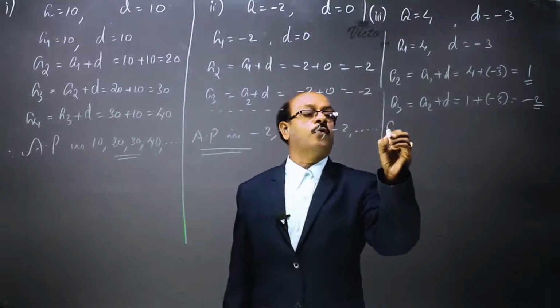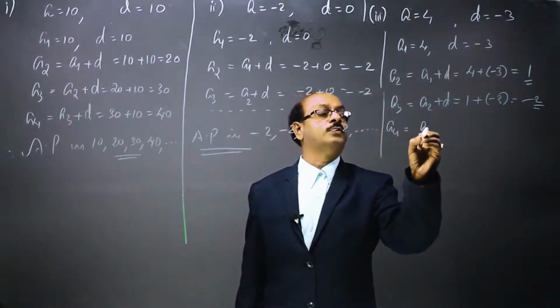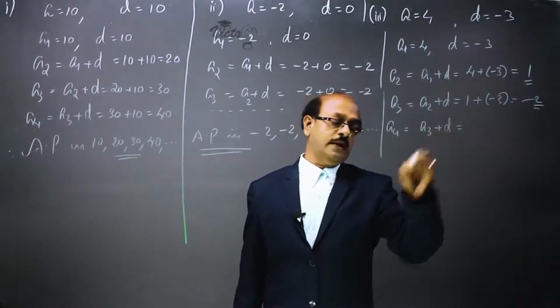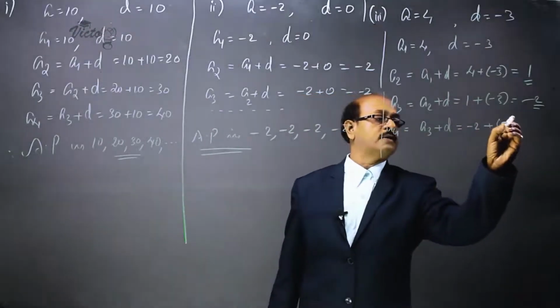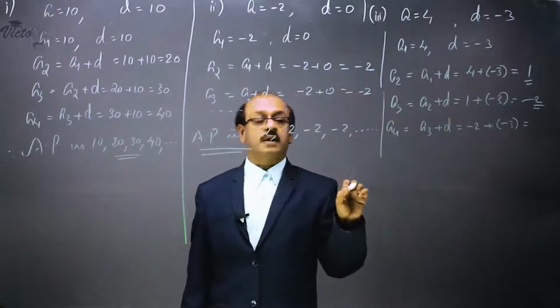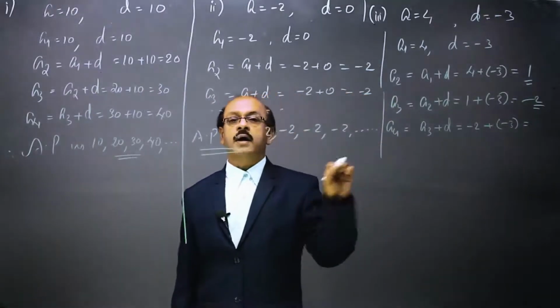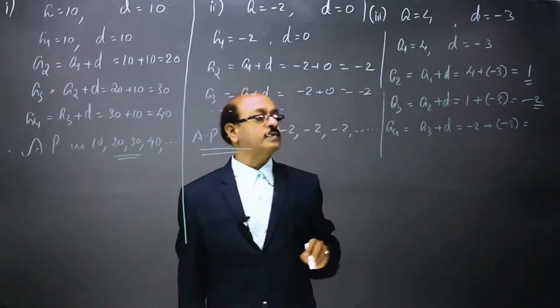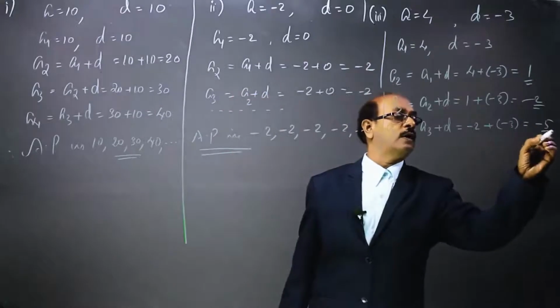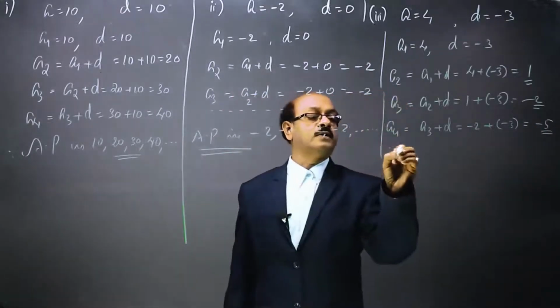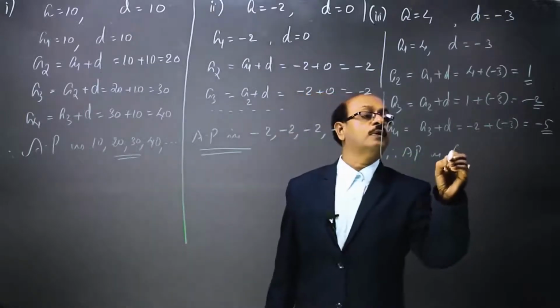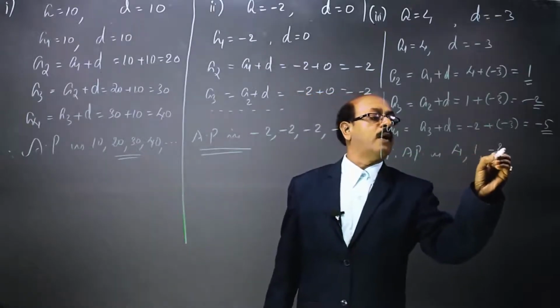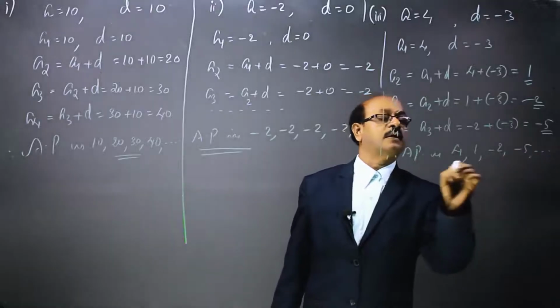Now a4, the fourth term, a4 is equal to a3 plus d. The value of a3 is minus 2 plus minus 3. Minus 2 plus minus 3, the two terms are negative, so add the two numbers and give a negative sign, it is minus 5 itself. Therefore the AP is: first term 4, second term 1, minus 2, minus 5, etc.